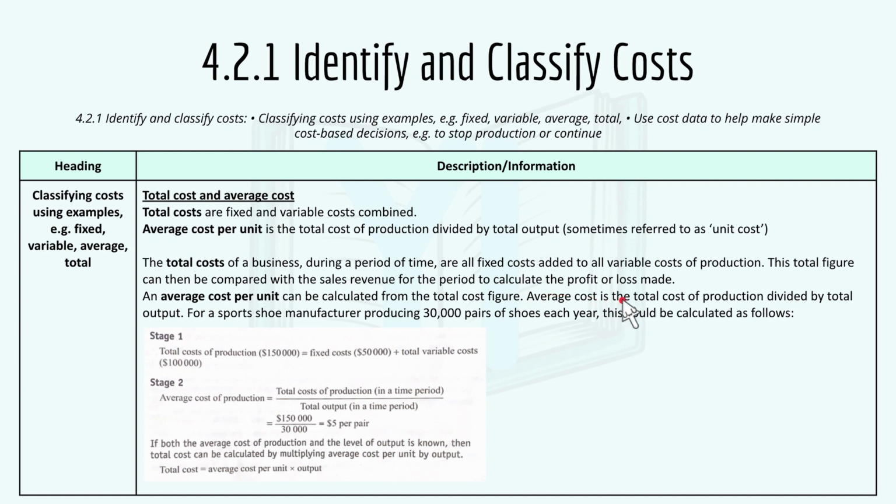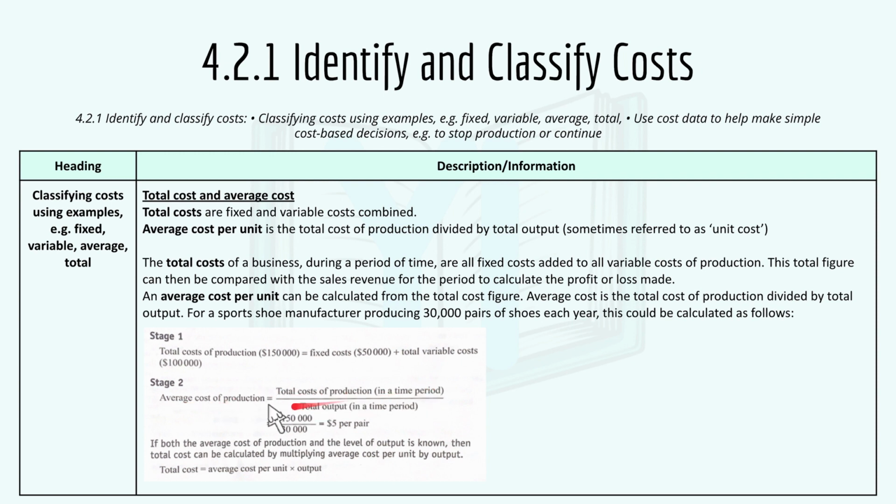An average cost is the total cost of production divided by the total output. And for a sports shoe manufacturer producing 30,000 pairs of shoes each year, this could be calculated as follows. We have the total cost of production, 150,000, equals fixed cost plus total variable costs, which are 50,000 and 100,000 each, for example.